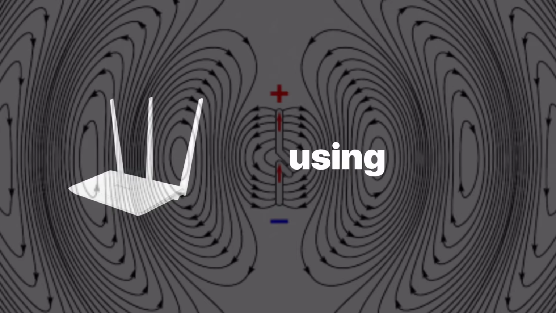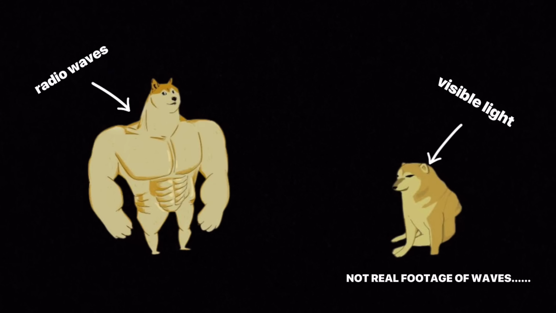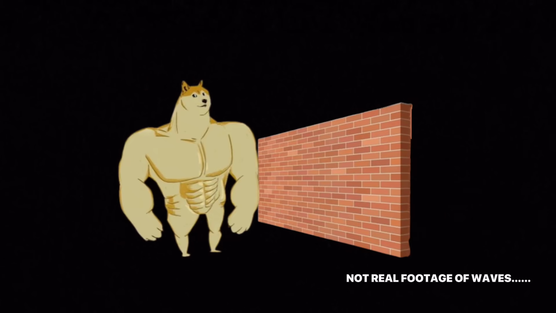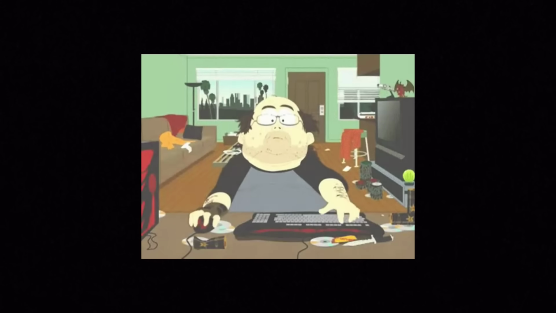Wi-Fi works using radio waves. It's kind of like light. Unlike visible light, which is stunted, radio waves are long and invisible. This means they can pass through walls with ease, making them perfect for connecting devices wirelessly. So, how does light make it possible to play Fortnite all day? I'm getting to that. Let's start with how your router and phone pair.